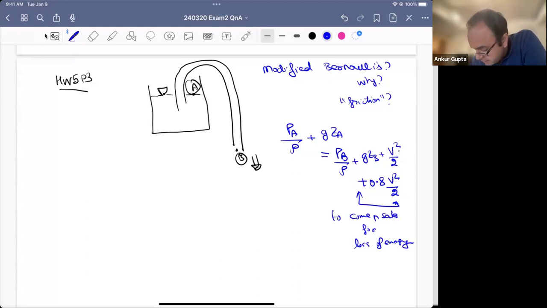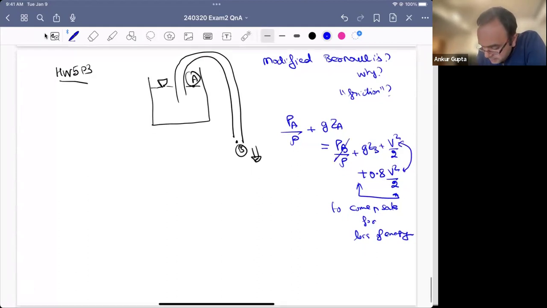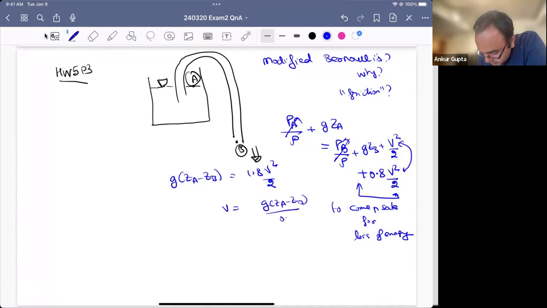Why is this the same V here? Because this is the velocity in the siphon, which is given in the problem. And PA and PB are the same. So essentially g zA minus g zB is equal to 1.8 V squared by 2. From here, we can calculate V, and from there you can calculate the flow rate. Make sense, Jody?